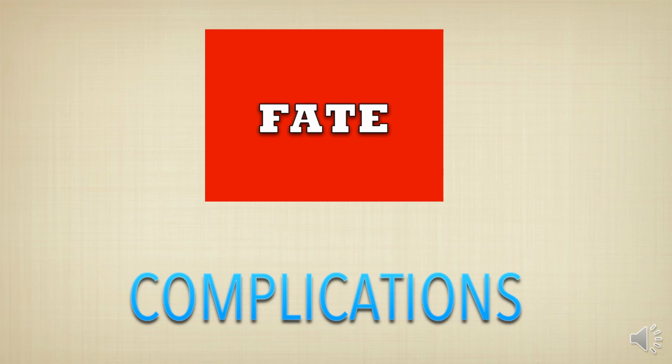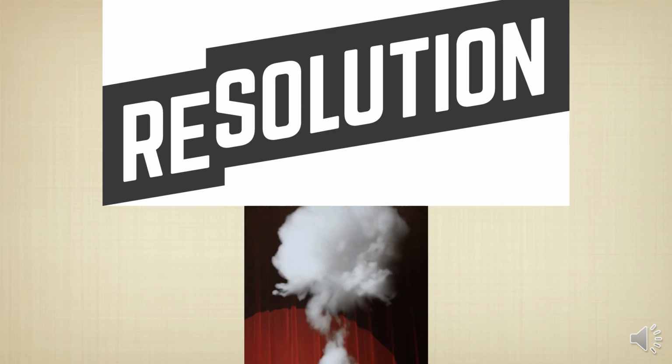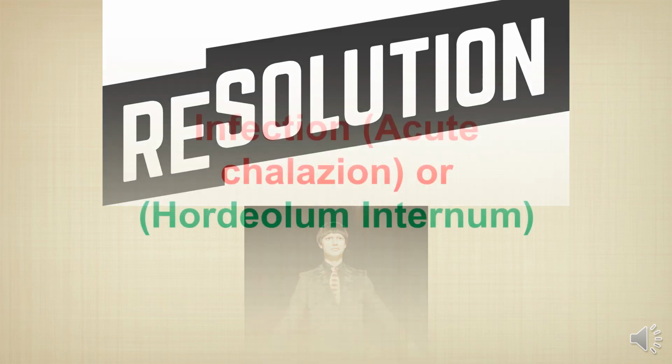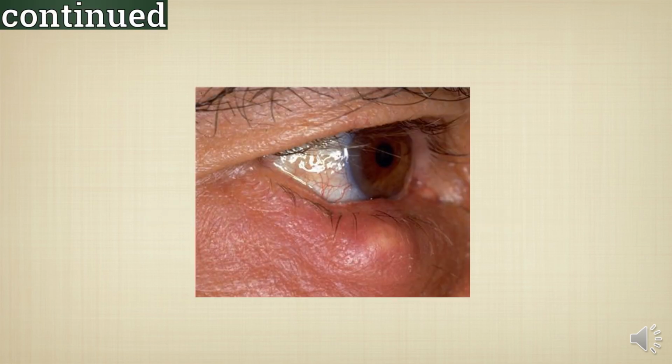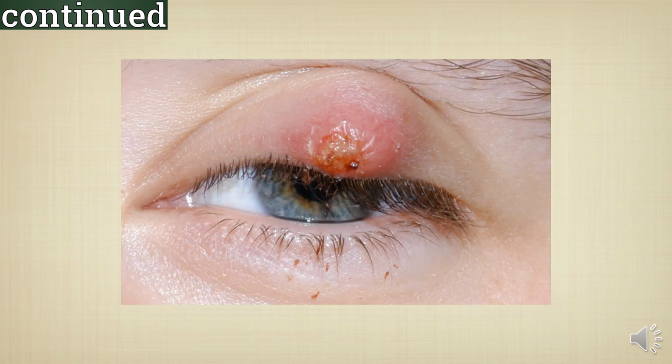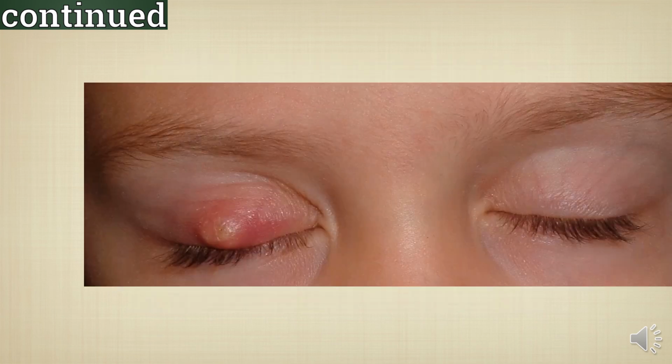As regards the fate and the complications, it may resolve spontaneously. It may become infected, producing what we call acute chalazion or hordeolum internum. An example of a lower eyelid hordeolum internum and an upper eyelid hordeolum internum, an upper eyelid infected chalazion.